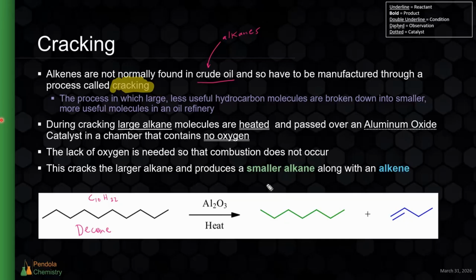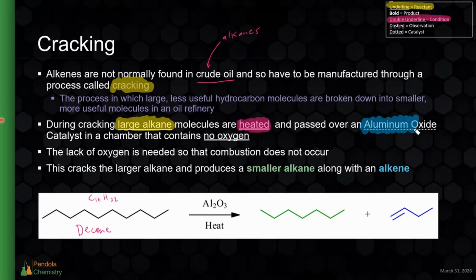more useful. During the process of cracking, a large alkane, which is going to be our reactant here, decane for example being one such compound, is going to be heated, which, remember our little discussion of our key here, double underline means that heating is a condition for our reaction here. So the large alkane needs to be heated and passed over an aluminum oxide catalyst.